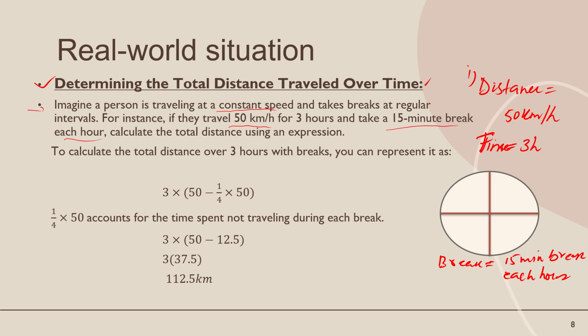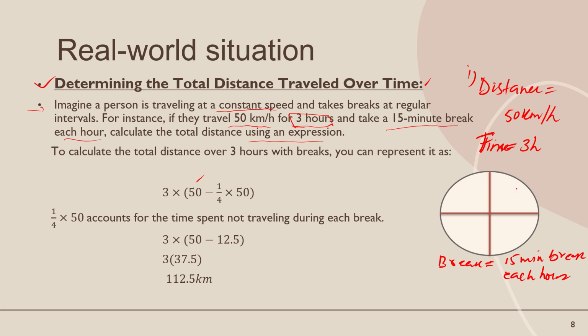Now how can we find the total distance by using an expression? First we will write, starting from the 3 hours. The total time is 3 hours, so we start from here. Write 3 multiplied by the constant speed, which is 50 km per hour. So write 50 here.